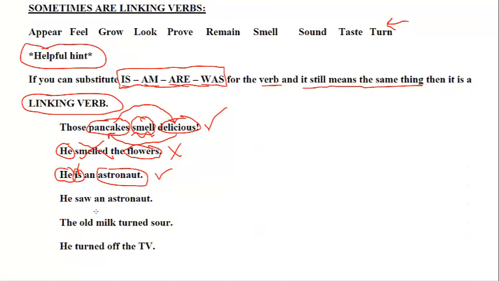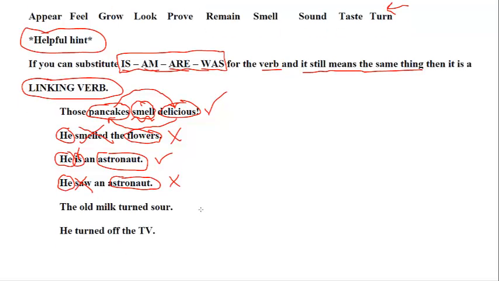He saw an astronaut. Okay? He was an astronaut. But does that mean the same thing? In this sentence, am I saying that he is an astronaut? No, I'm not saying that. So although the test works, I'd have to change the meaning of that sentence. I'm not saying he is an astronaut. I'm just saying he saw one. So saw in this sentence is an action verb, not a linking verb, right? I'm not saying he equals an astronaut. I'm just saying he saw one.